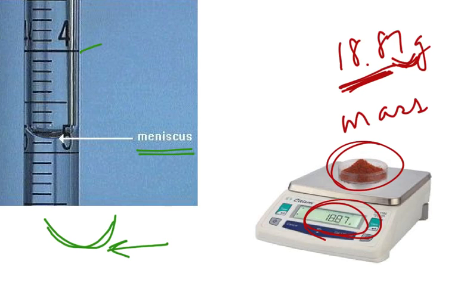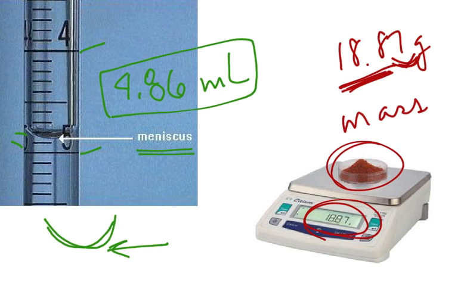So we can see here's 4, here's 5, there's a line here for 4.9, 4.8. Reading at the bottom of the meniscus, I'd say this is somewhere like 4.8. And to me, it looks again a little bit more than half, so 4.86, and I'm sure that this is milliliters. So the volume of this liquid here would be 4.86 milliliters. And notice we're going 4 and 5, so be careful when you read those.